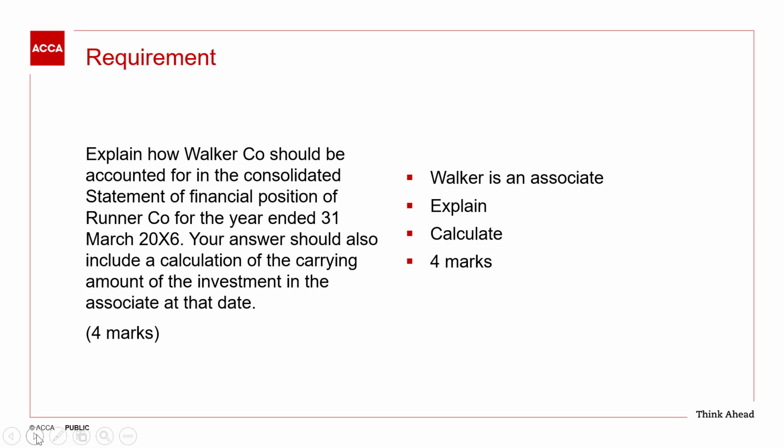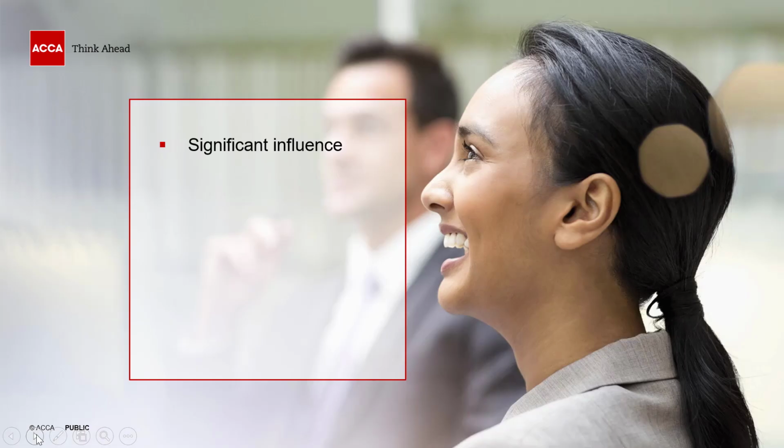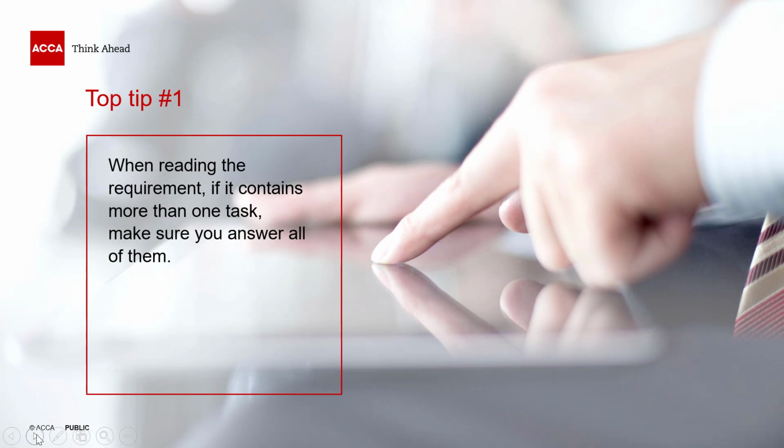So there are 2 marks for explaining the accounting for an associate. And the expression significant influence has to appear and be explained. And the second mark can be earned by explaining how equity accounting is applied. So many students ignored this part of the requirement altogether. They wrote nothing, and therefore they got no marks. So here's my first top tip. Analyse the requirement.